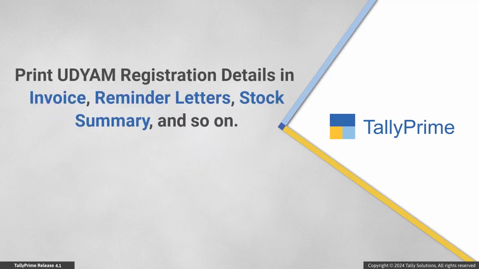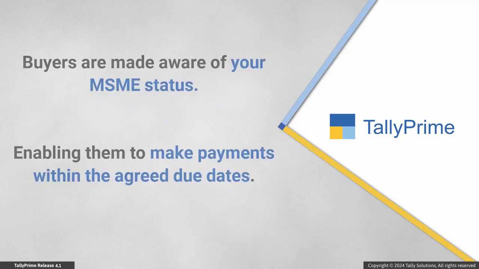You can print these details in your business documents such as invoices, reminder letters, stock summary, and so on that you send to the buyers. By sharing these details, you are making your buyers aware of your MSME status and thus enabling them to make payments within the agreed due dates.